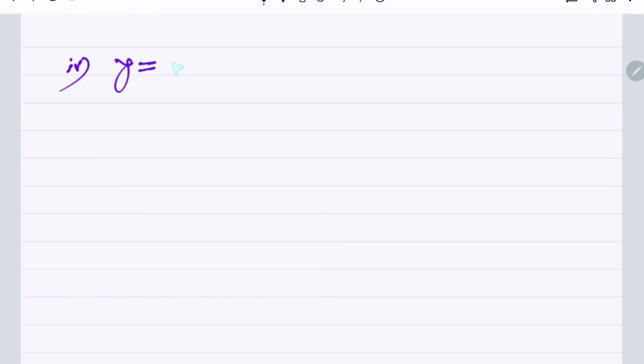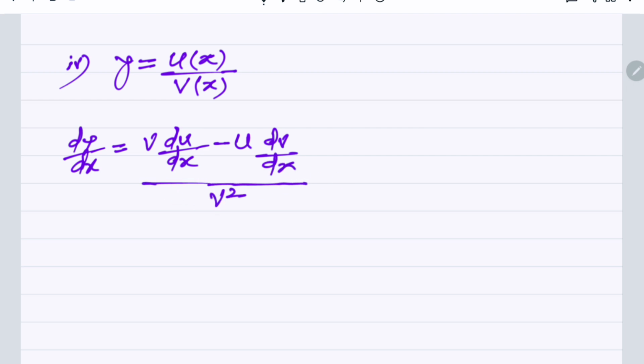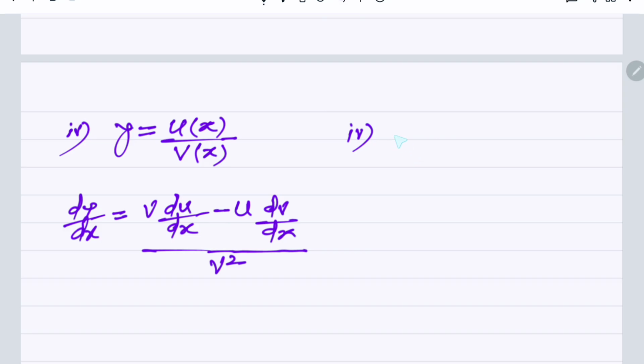And the last rule is the quotient rule. y is equal to u by v, where u and v both are functions of x. Then dy by dx is v, derivative of u as du by dx, minus u and derivative of v with respect to x, divided by v square, known as the quotient rule.